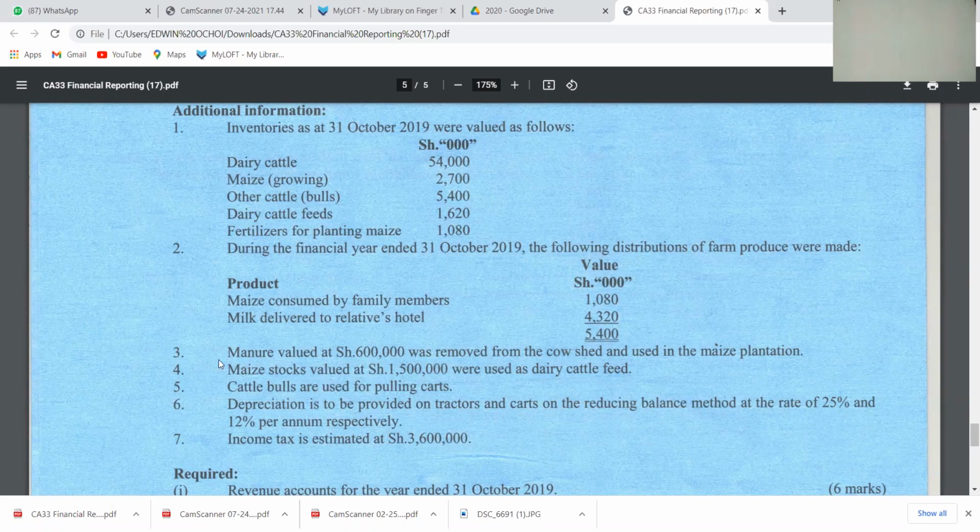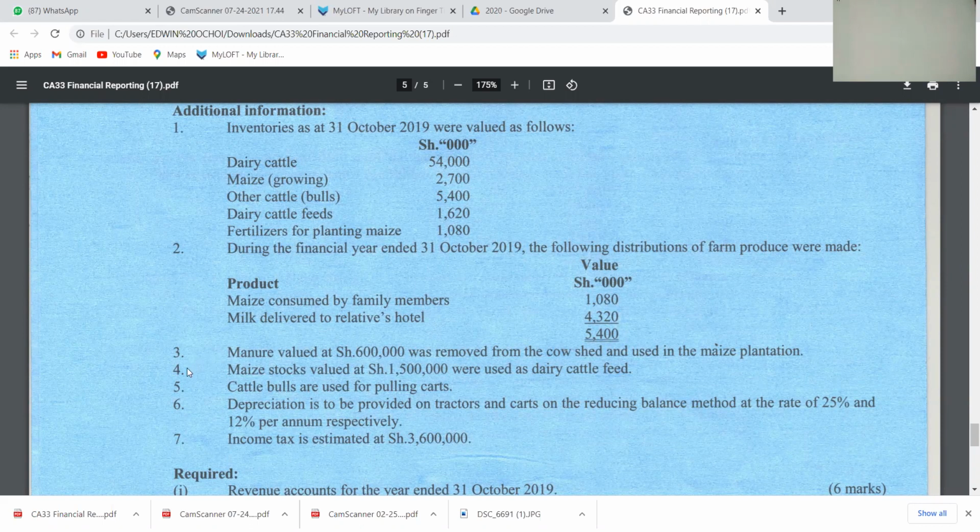So number three, manure valued 600,000 was removed from the cow shed and used in the maize plantation. That is one of the inter-economic activity. So which means that under livestock, this amount of 600 would be treated as revenue. But under crop, this amount will be treated as an expense.